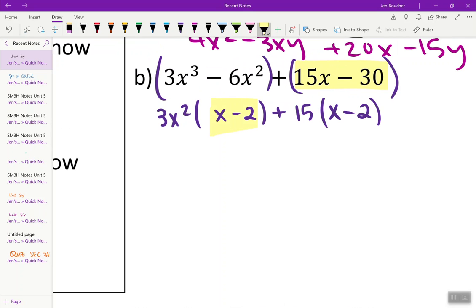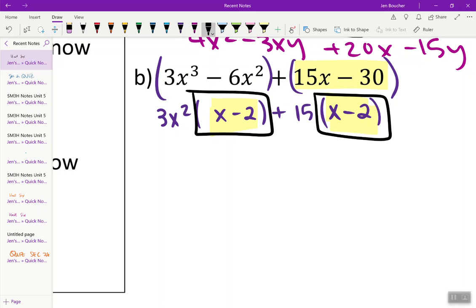Notice, again, those 2 are the same. They always will be the same. If they're not the same and you're asked to factor this, then you've made some mistake before now. They always will be the same. And these 2 will always be the greatest common factor.